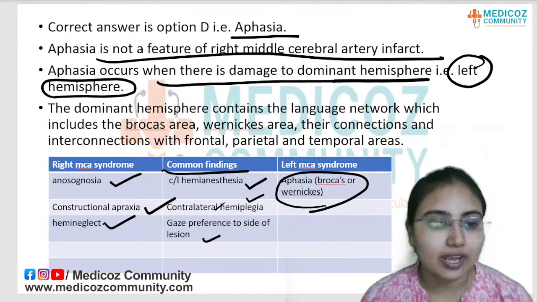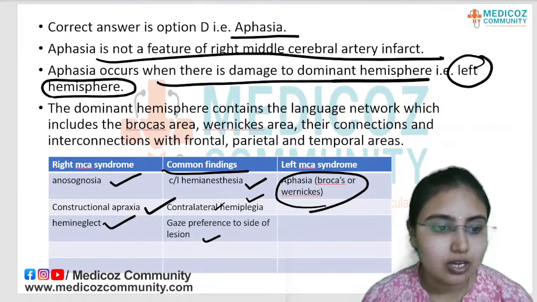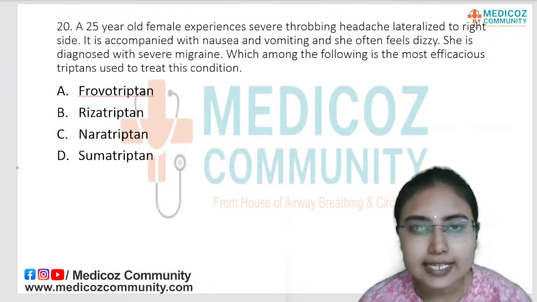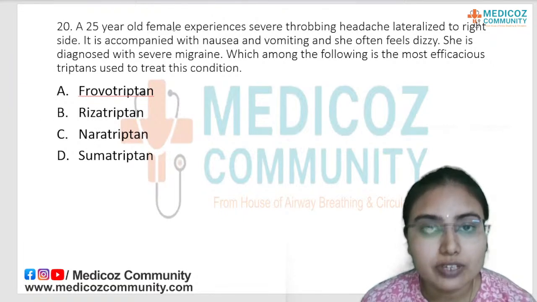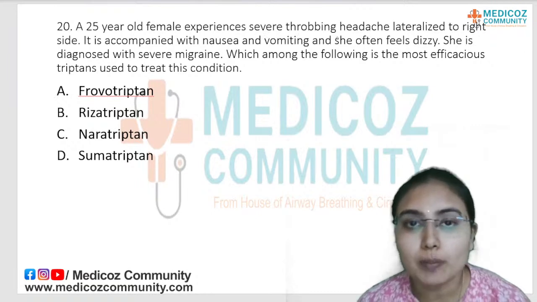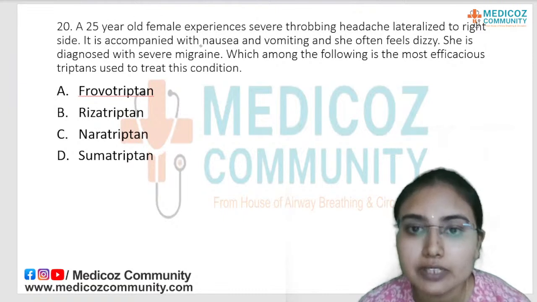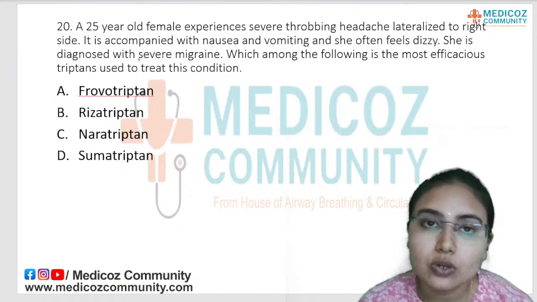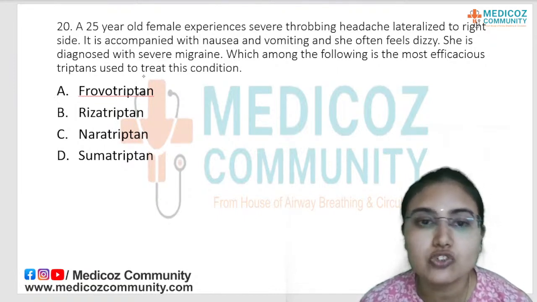Okay, fine. So with this, we have somehow started our discussion on stroke. We'll continue with our next question, which is also from CNS. Slightly difficult one, but please do attempt. A 25-year-old female experiences severe throbbing headache, lateralized to the right side. It is accompanied with nausea, vomiting, and she often feels dizzy. She is diagnosed with severe migraine. Which among the following is the most efficacious triptan used to treat this condition?